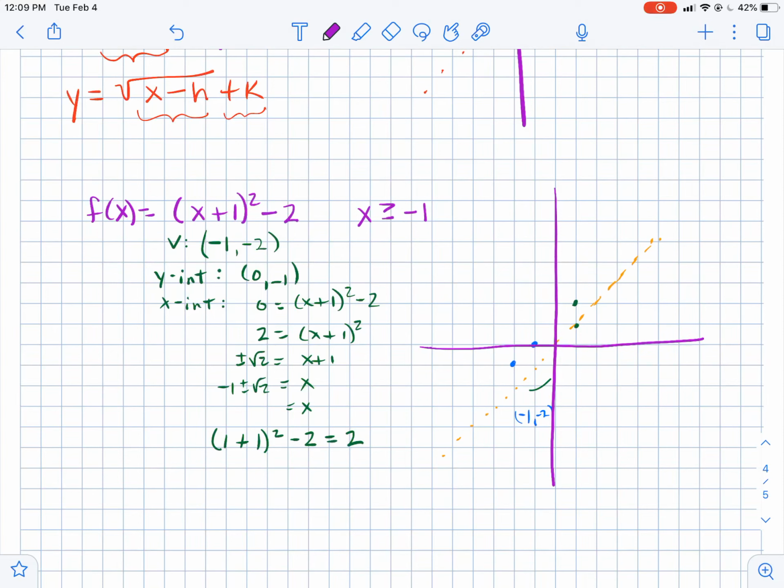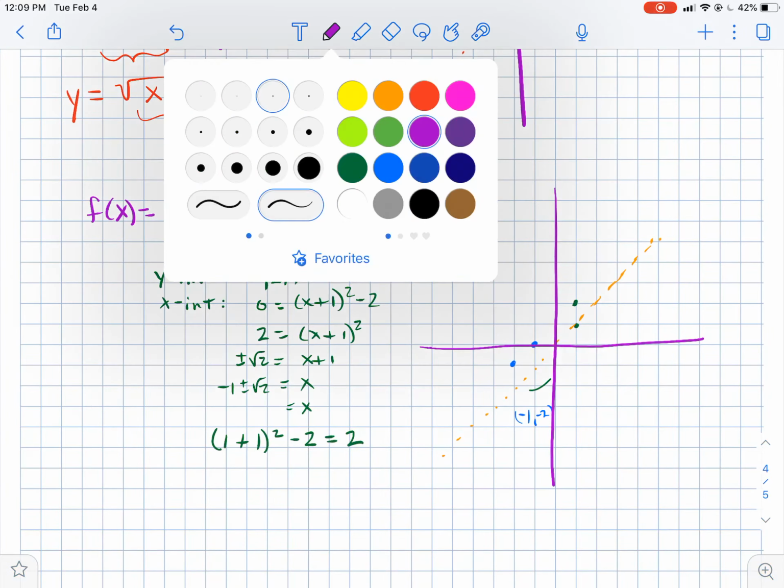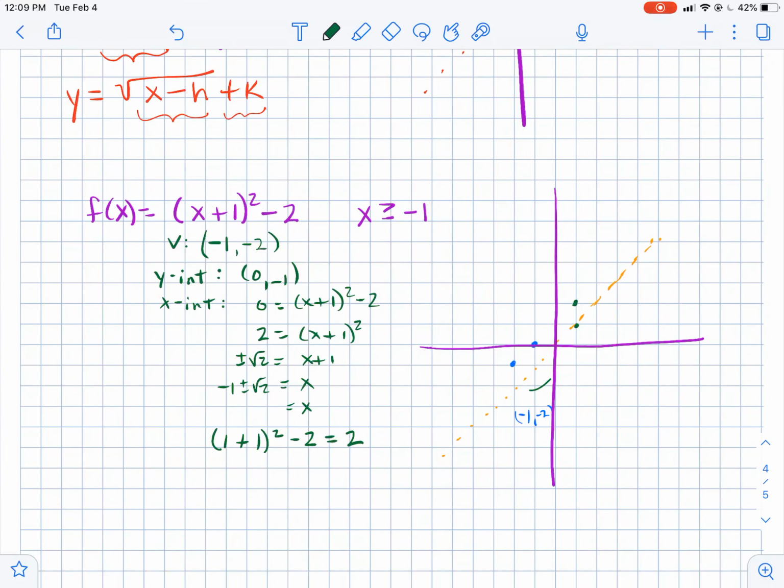Is that where that was at? I think so. I need to quit messing with it, trying to get it perfect. Did I fix my graph? Let's see. Vertex was at -1, -2. There we go. And then I had a point at 1, 2. There we go. Okay, and that was there.